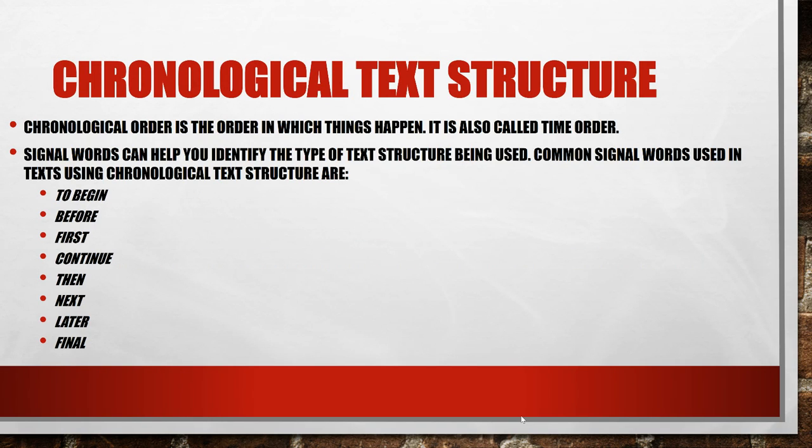For example, chronological order. So that is an order that things happen. It's also called time order. Signal words can help you identify the type of text structure being used. When there are things being used in chronological text structure, you might see words like to begin, before, first, continue, then, next, later, and final. Now, these are just some suggestions of signal words. It's not an exhaustive list, and it's not a complete list.